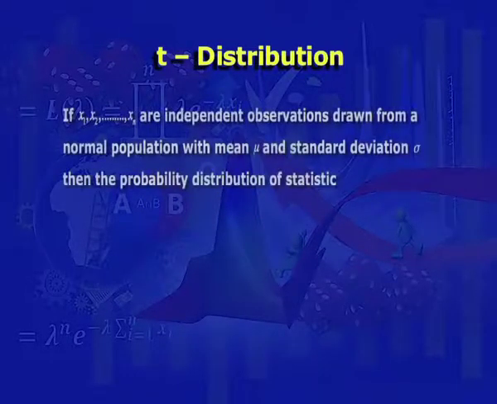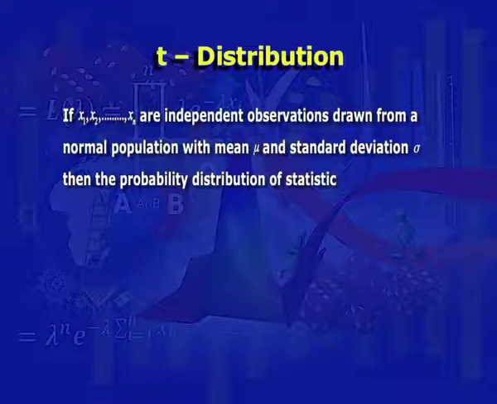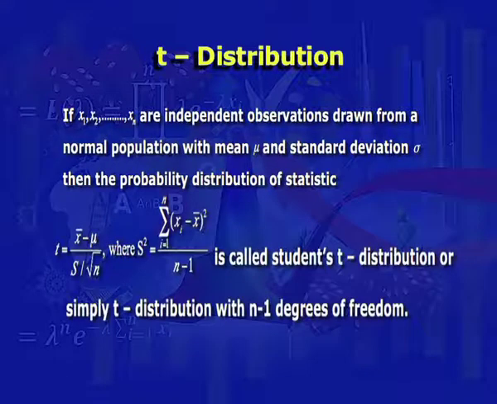If x1, x2, ..., xn are independent observations drawn from a normal population with mean mu and standard deviation sigma, then the probability distribution of the statistic t equal to x bar minus mu divided by s by root n, where s square equals summation i from 1 to n of (xi minus x bar) whole square divided by n minus 1, is called Student's t distribution, or simply t distribution with n minus 1 degrees of freedom.